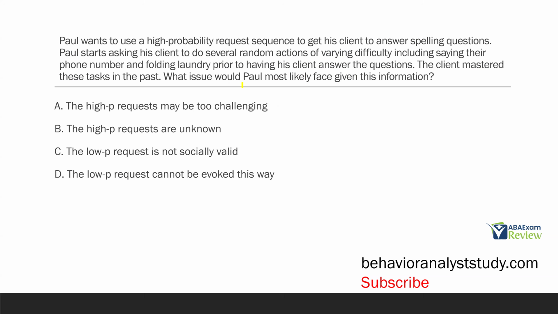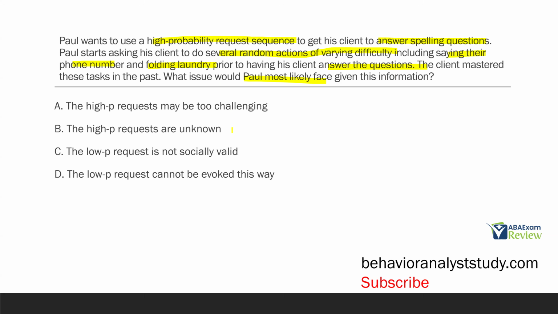So let's think about what Paul's trying to accomplish. He wants to use this high-P sequence, which is when we give a few high probability requests, so known requests, easy requests, requests that we know our client can quickly and reliably engage in, followed by the low probability request, which is answering spelling questions, which is fine. Now, Paul is asking several random actions of varying difficulty, saying phone numbers, folding laundry, prior to answering the questions. What's the issue here? Because the client's mastered these tasks, what might come into play?